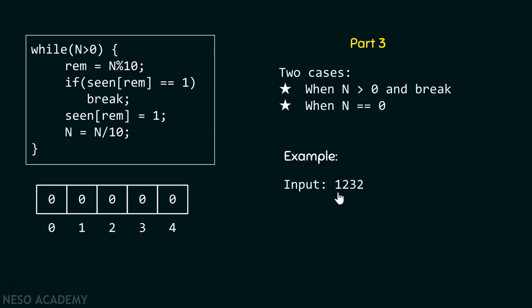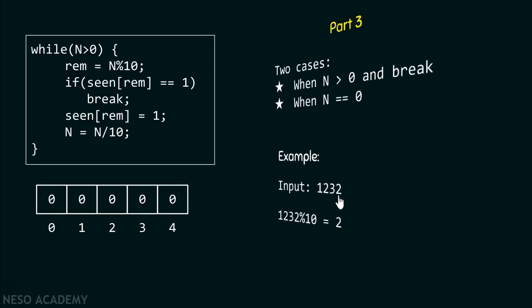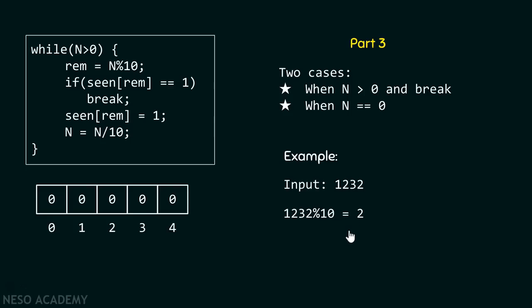Now initially I will divide this number by 10 and store the remainder inside the rem variable. I divide this number by 10 and it gives me remainder 2. 2 is the last digit of this number, right? Now I will check whether I have seen this digit before or not. I have not seen this digit before, right? Therefore this condition is not satisfied and hence I will replace this value 0 by 1 because now I have seen this digit. Again I will divide this number by 10.